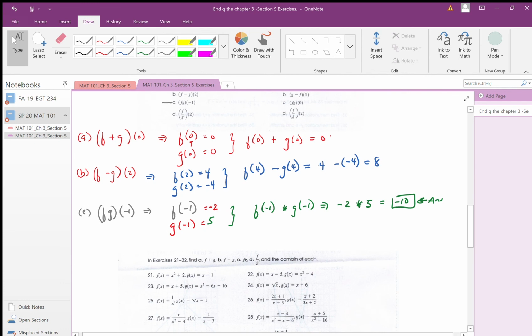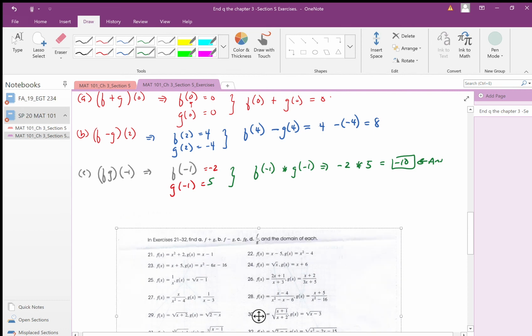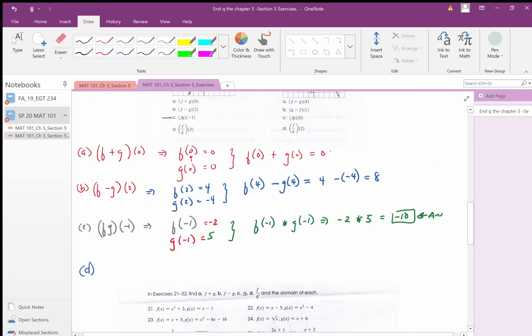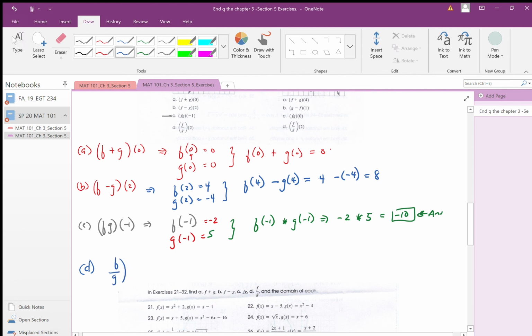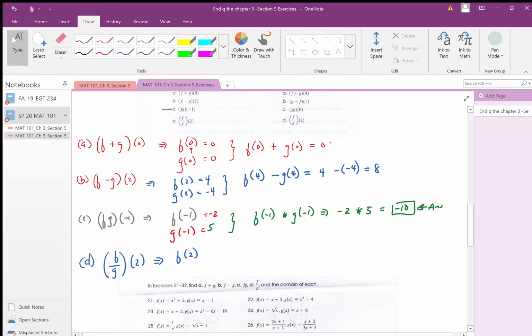And then the last part is going to be D, whereby I'm looking at the quotient f over g, f divided by g of 2, right? And that typically is going to be, I'm looking for f of 2. I look at my graph again. This is my f graph right here. When x is 2, what's my y? My y is going to be 4. This is the x-axis right here. This is the y-axis right here. So this is 2. I go all the way up to hit my f graph, and I go across, and that equals 4.